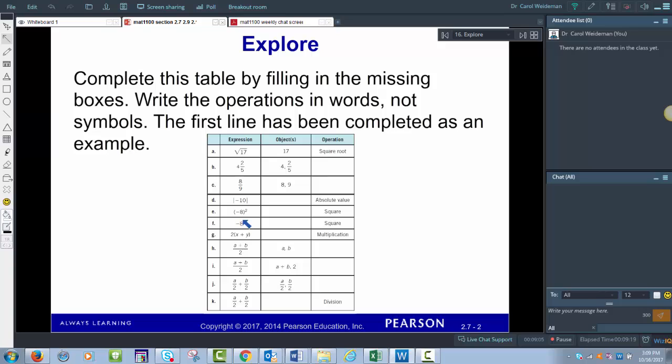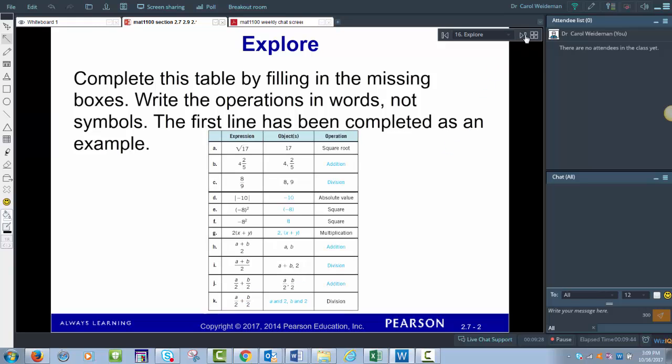Notice the difference between E and F. In F, the base is just the 8, so we're squaring the 8. In G, we're multiplying 2 times, the other object is x plus y. Here we're adding A and B. In this one, we're dividing the numerator and denominator. And here we're adding 2 fractions, and finally the division here has actually 2 parts to it. All right, and then there's the completed table.